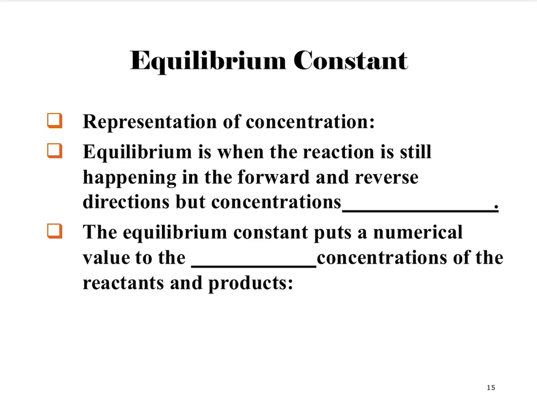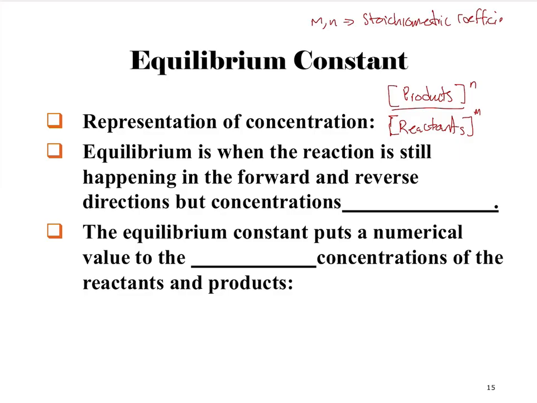All right. So what is equilibrium? Equilibrium is a representation of the concentration of products over the concentration of reactants, right? These brackets here mean concentration, and the concentrations are usually raised to the coefficient, so M and N. These would be their stoichiometric coefficients.